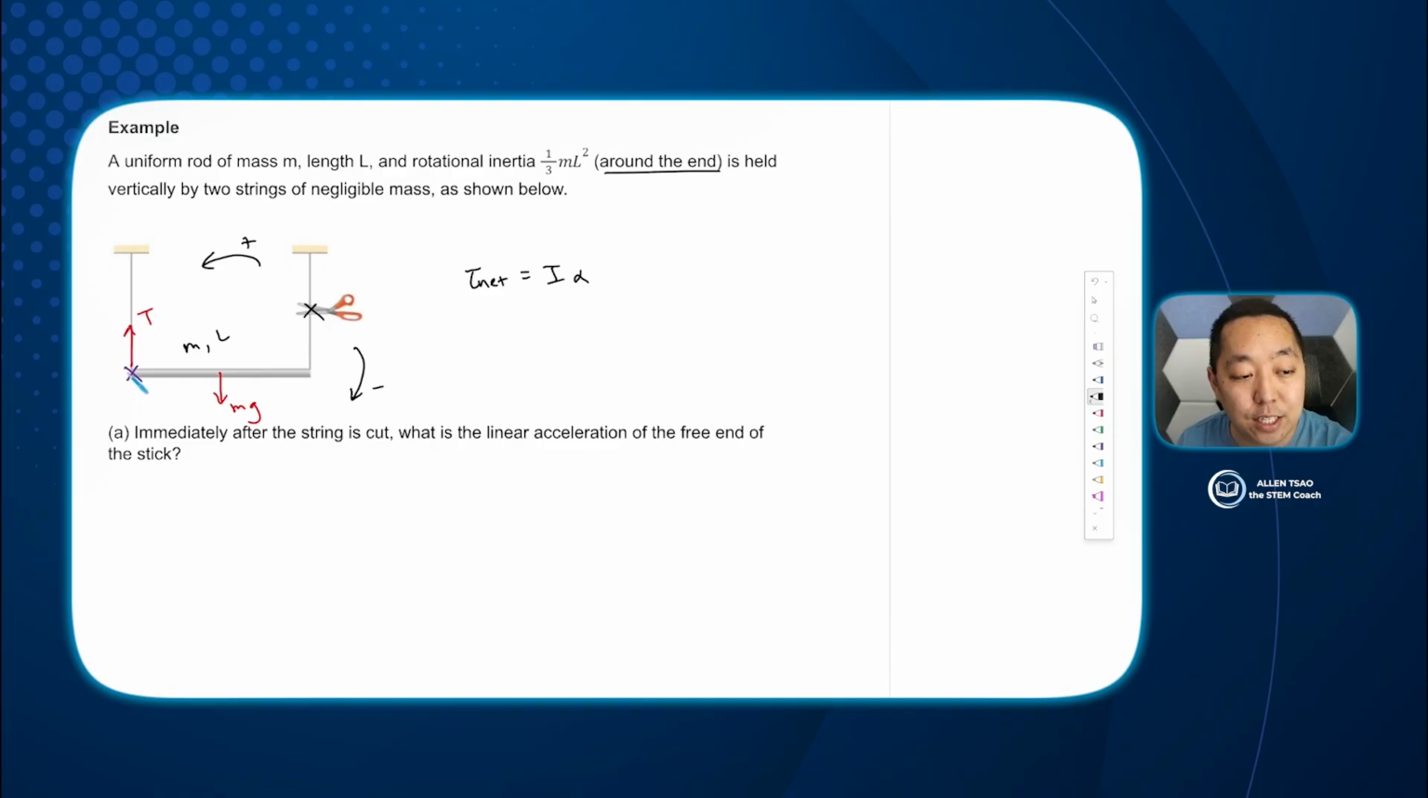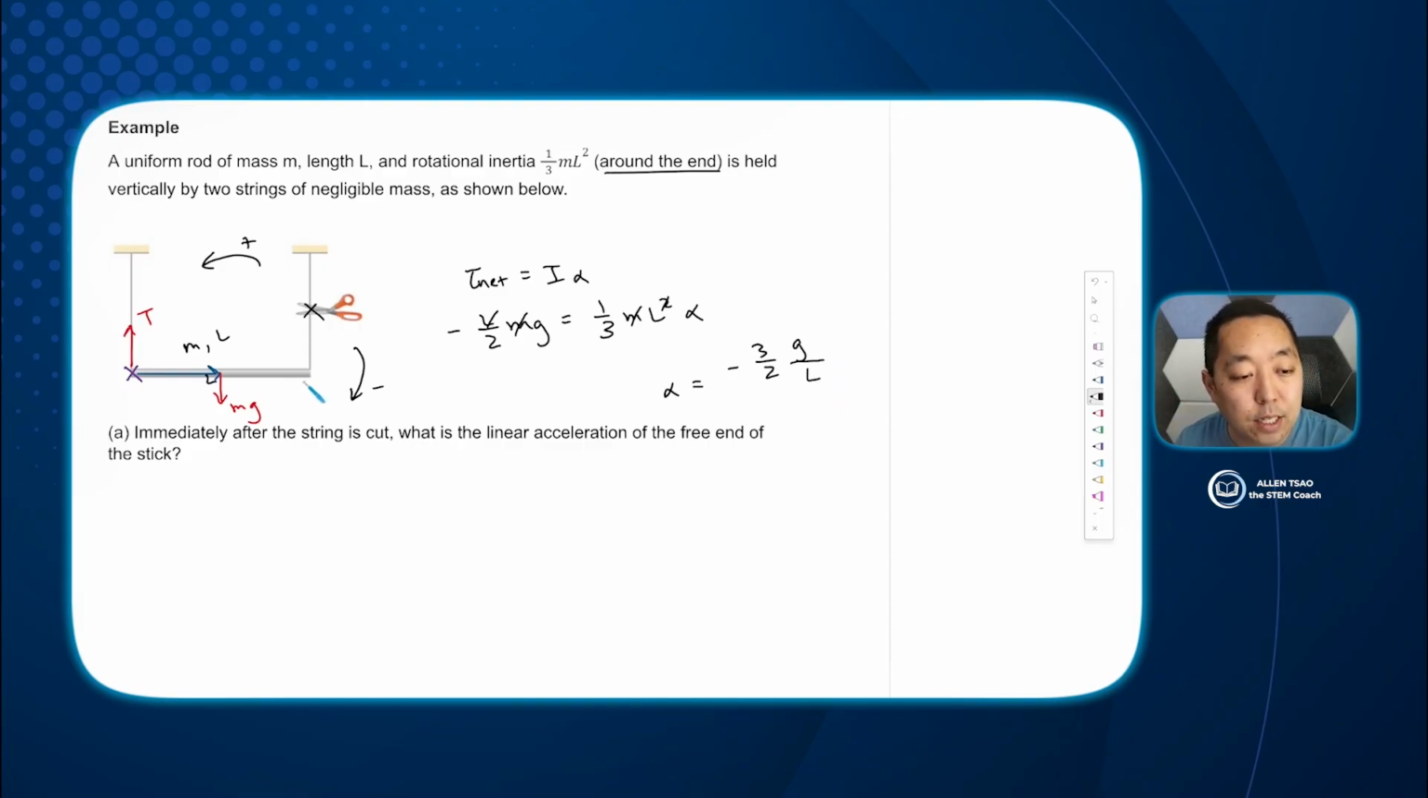So now the tension's not going to exert a torque. mg is going to exert a clockwise torque. Okay, the clockwise torque is going to be negative, so it's negative. And the distance from there to there is L over 2. It's already at a right angle. Times mg is equal to (1/3)mL squared times alpha, I times alpha there. The m's cancel. One of the L's cancels. And so you get the angular acceleration is going to be negative 3/2 g over L. Now the negative just indicates that it's going in the clockwise direction, right?